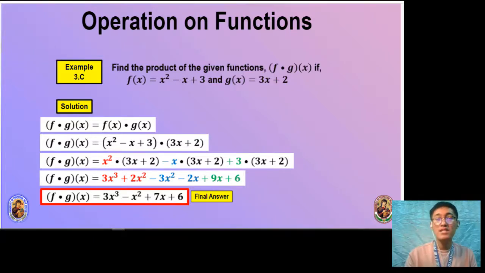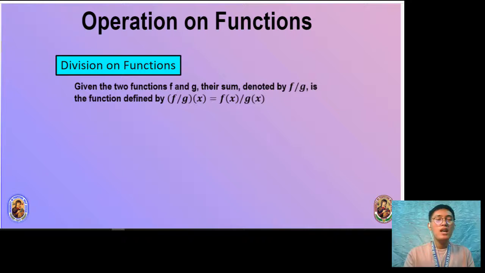You just follow this step-by-step procedure here. The last part, or the end of part 2, we have here division on functions. By definition, given the two functions f and g, their quotient, denoted by f over g, is the function defined by f divided by g of x is equal to f of x divided by g of x.